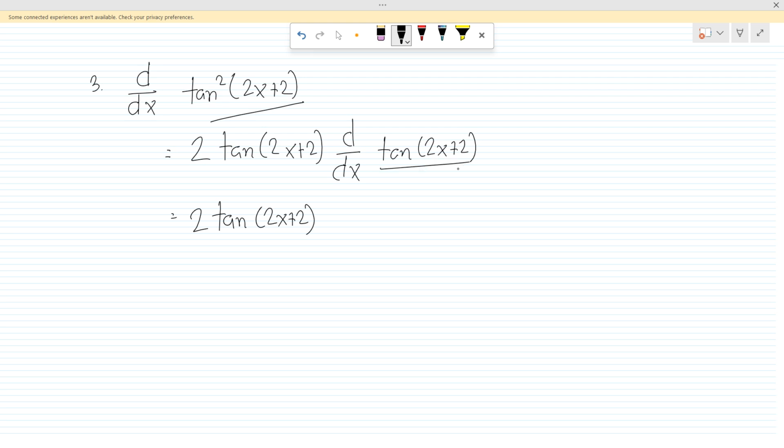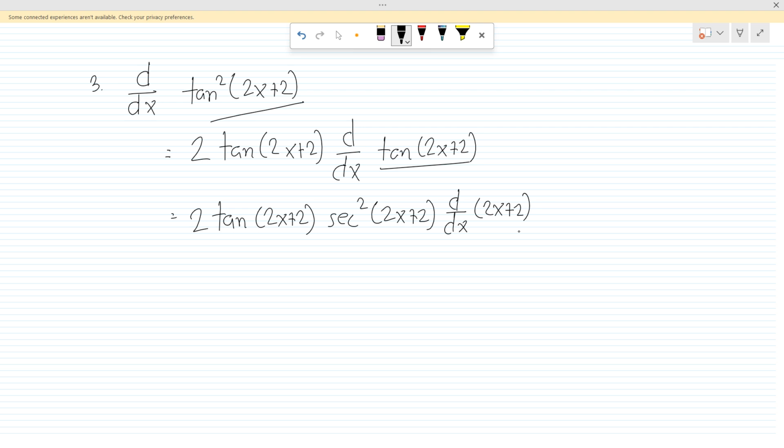What is the derivative of tangent of 2x plus 2? What is the derivative of tangent? That would be secant squared of 2x plus 2. Then take the derivative of our angle, and that is 2x plus 2. Guys, nagigets nyo po ba yung ating chain rule? Okay, yan po ay derivative lang po ng derivative.